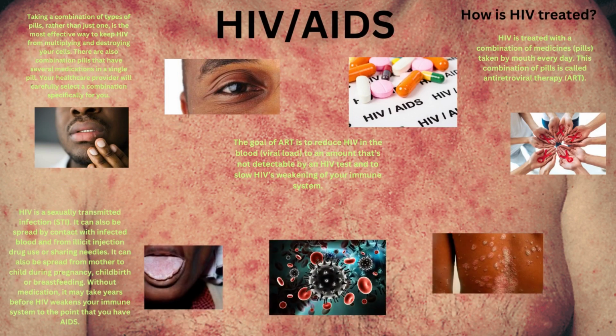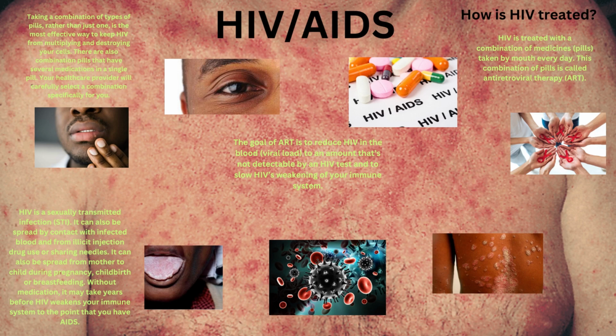HIV or AIDS. HIV is a sexually transmitted infection. It can also be spread by contact with infected blood and from illicit injection drug use or sharing needles. It can also be spread from mother to child during pregnancy, childbirth, or breastfeeding. Without medication, it may take years before HIV weakens your immune system to the point that you have AIDS.